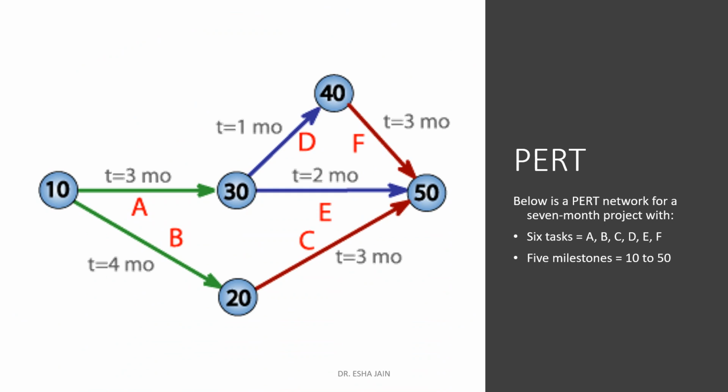Like here you can see for task A, we have to achieve from 10 to 30 milestone within a period of 3 months, as T is equal to 3 months. Then for task B, we have to achieve the milestone of 20 from 10, and the time period we have decided for achieving this is 4 months. Then for C, to achieve 50 from 20, 3 months time frame is there. For D task, for achieving 40 from 30, we have 1 month's time period. So in this way, we have defined various time frames.